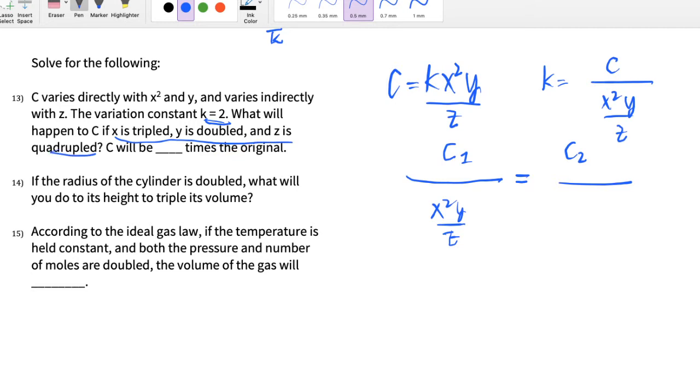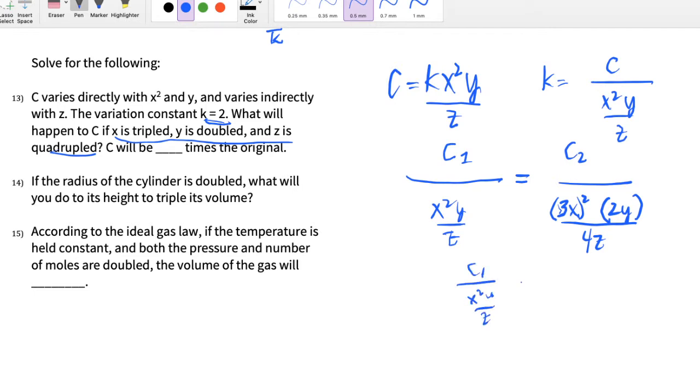Okay, so let's do that. If X is tripled, ano mangyayari? 3X squared. Right? Tapos yung Y, doubled siya, so that's 2Y. And here, Z is quadrupled, so that's 4Z. C1 over x squared y over z.